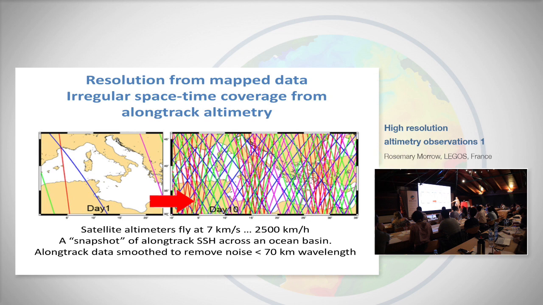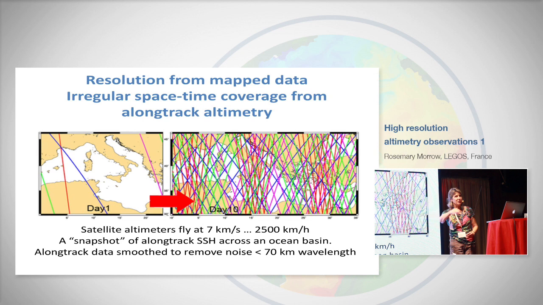But we should also note that a satellite flies at 7 kilometres per second, so it covers roughly 2,500 kilometres in an hour. So it's really a snapshot of all of the physical processes that can be contributing to sea surface height, plus, as I said, all of the errors that can contribute to sea surface height. And in the mapping process, you can remove noise, as I said, less than 70 to 80 kilometres before things are mapped.